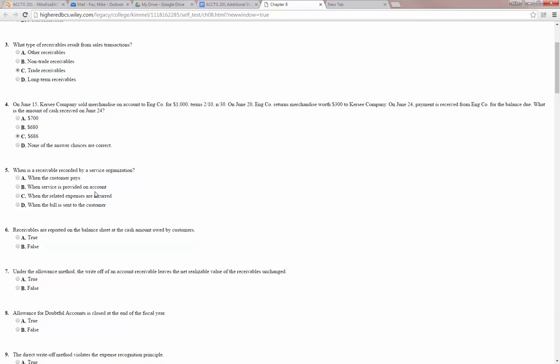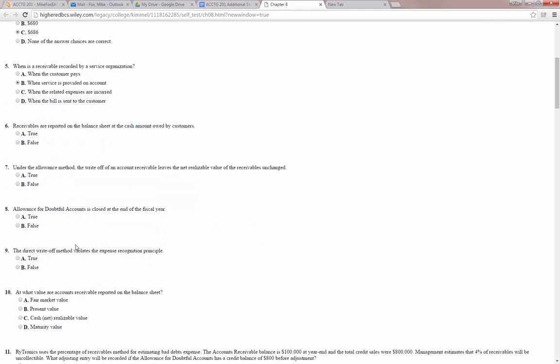Number 5, when is a receivable recorded by a service organization? So you record the receivable at the time you earn the revenue. And you earn the revenue, if you're a service corporation, by providing services. So when the service is provided on account, that's when the receivable will be recorded.